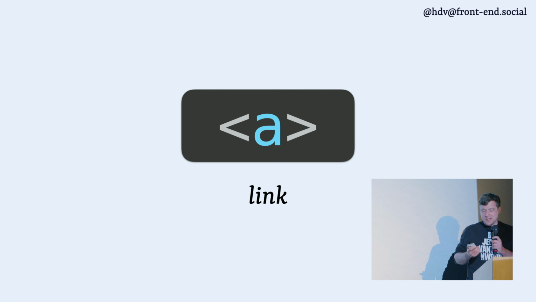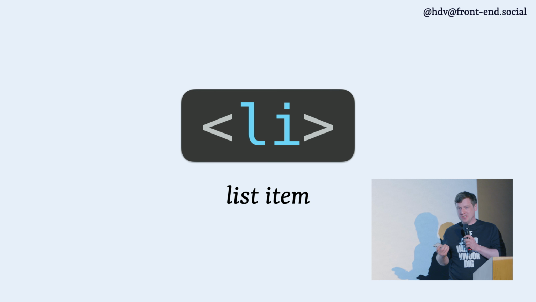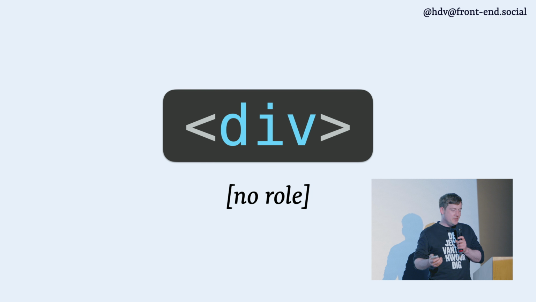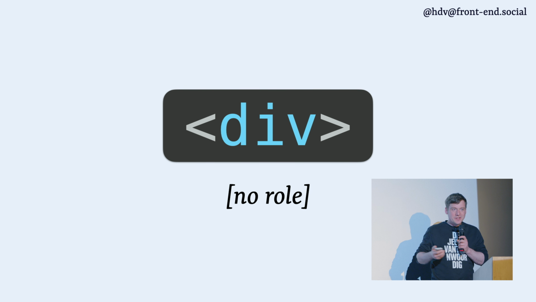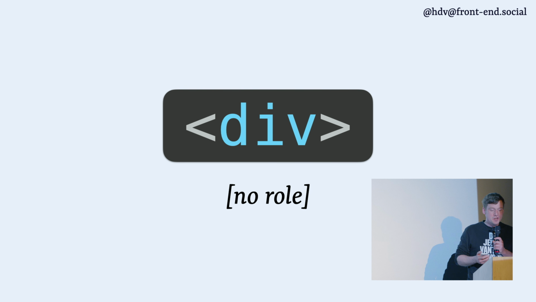An anchor tag has a link role, an li tag has a list item role, and then the div famously comes with no role, which is sometimes what you want. If you have an element that has no significance in the page, it doesn't do anything special, maybe div is what you want to do.